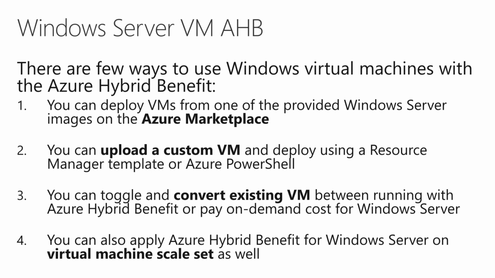You can upload a custom VM, so one that you've already built an image for, either on-prem or in Azure, that you're going to be pulling into Azure. And you can also toggle and convert an existing VM running with Azure Hybrid Benefit or pay-as-you-go on-demand cost. So you can switch back and forth if you want to at any time. And you can also apply it to virtual machine sets.